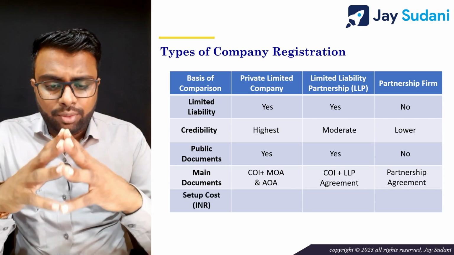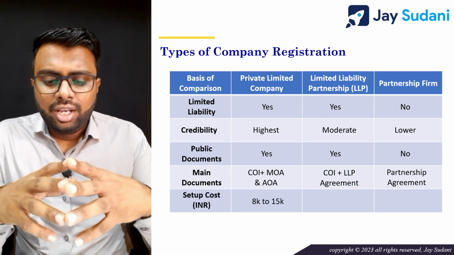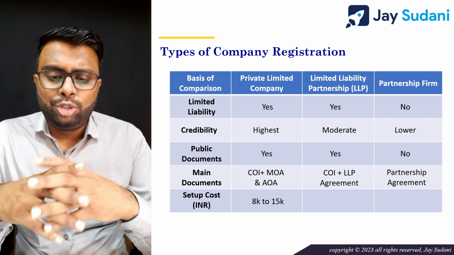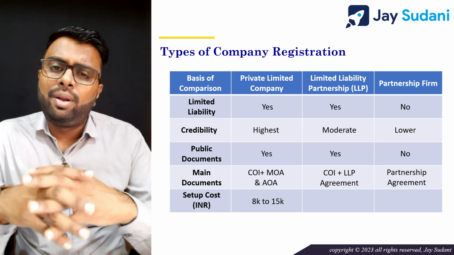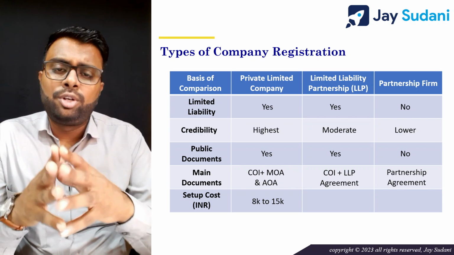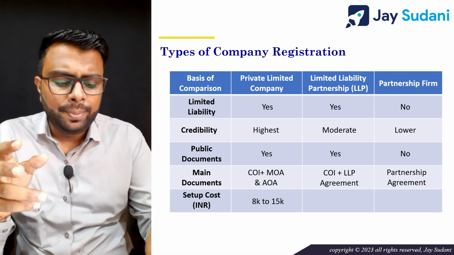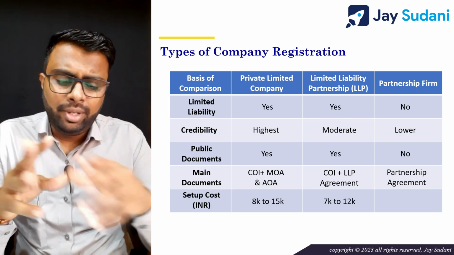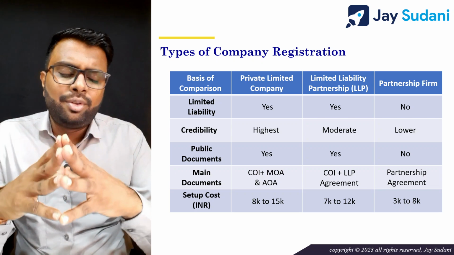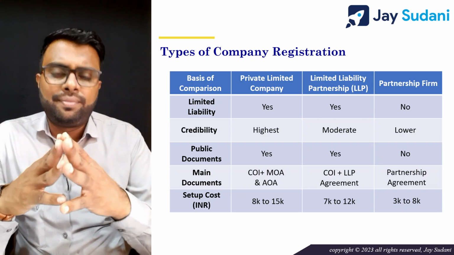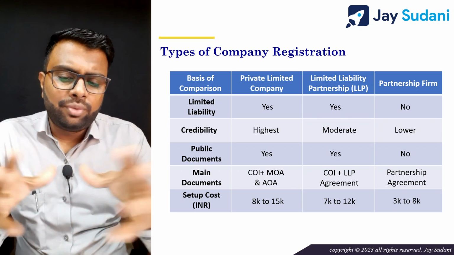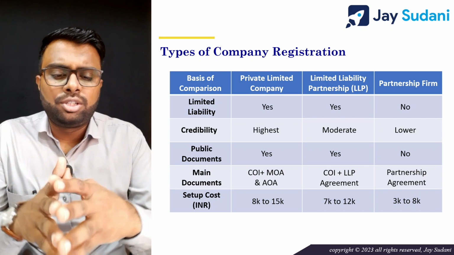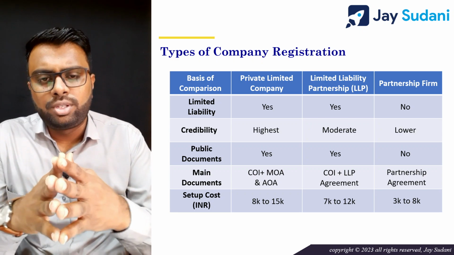Setup cost, we will see what it costs. It takes around 8,000 to 15,000 rupees to establish a private limited company. Normally, the chartered accountant's office will register the company. It takes around 7,000 to 12,000 rupees for registering the LLP, and it just takes 3,000 to 8,000 rupees to register the partnership firm. Ideally, the cost of incorporation of a private limited company is the highest because it has many more documents to be submitted.